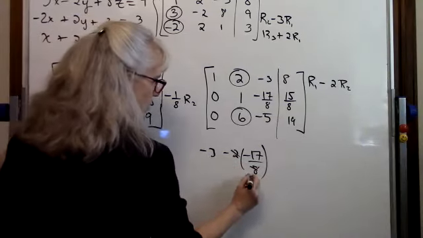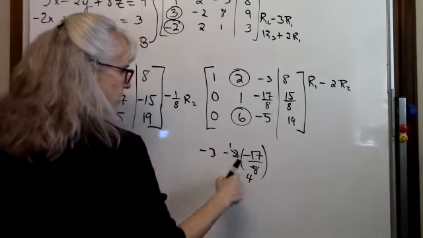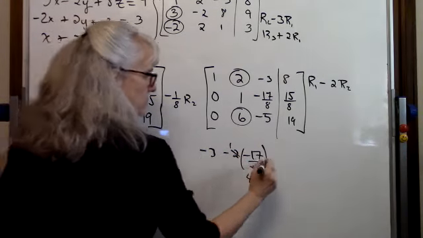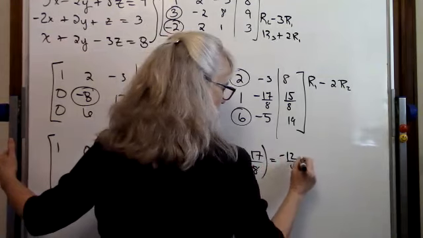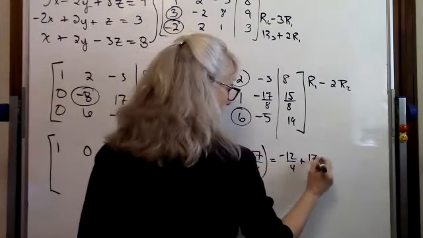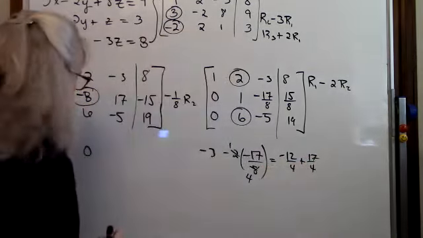Let's do some work on it. So it's 17 fourths. This is 12 fourths. So again, I expect you're going to do it all on your calculator. Plus 17 fourths is going to give me 5/4.